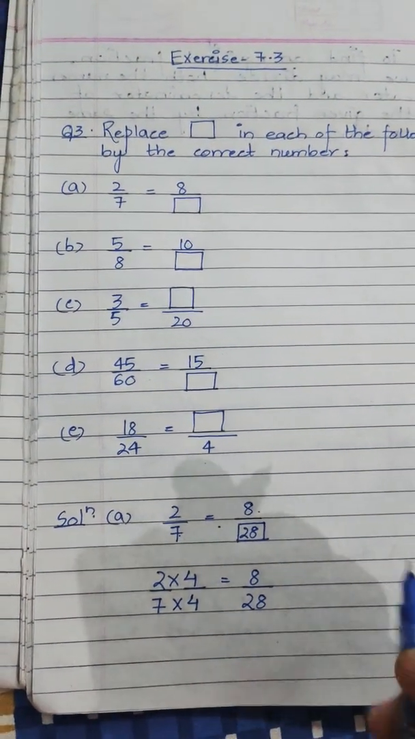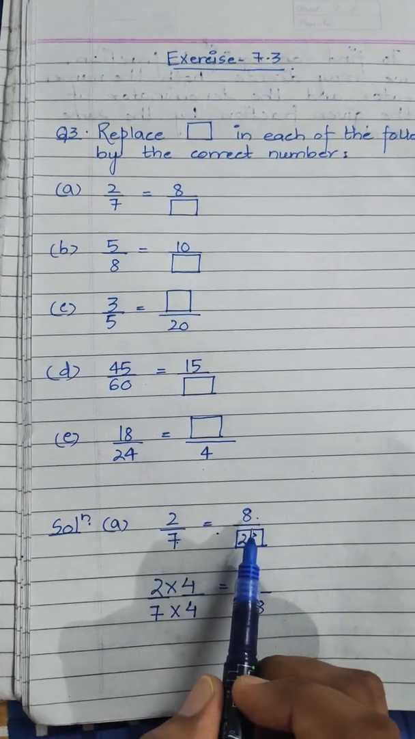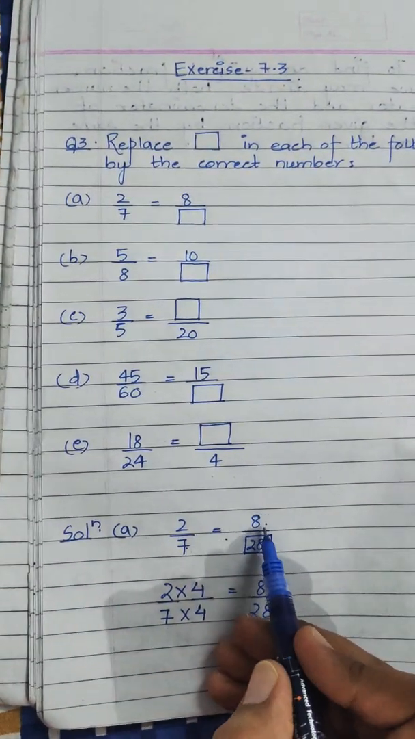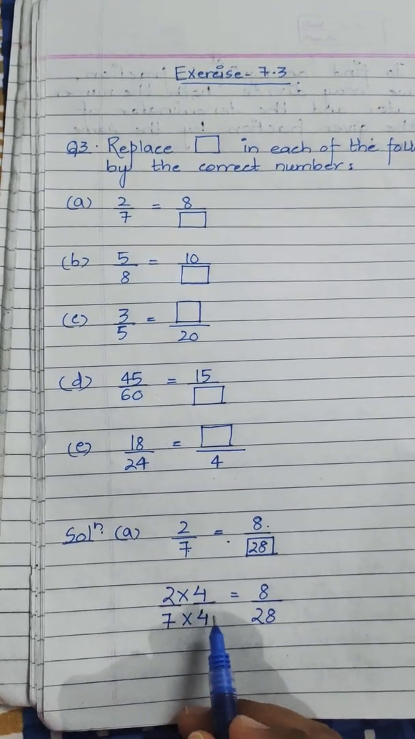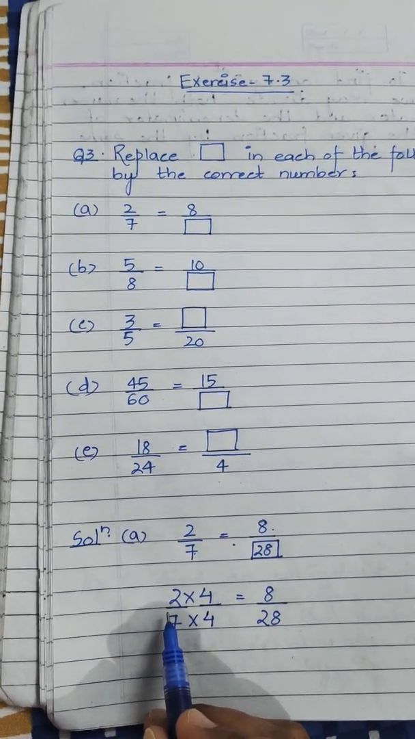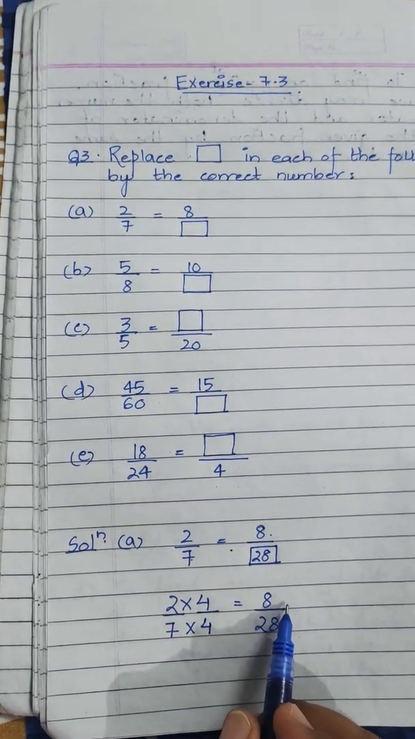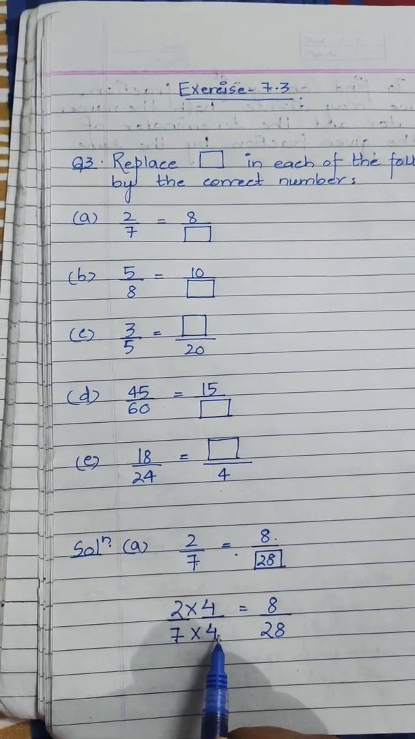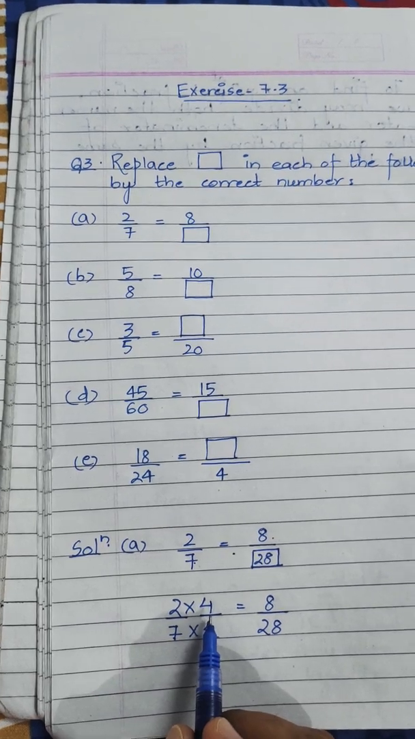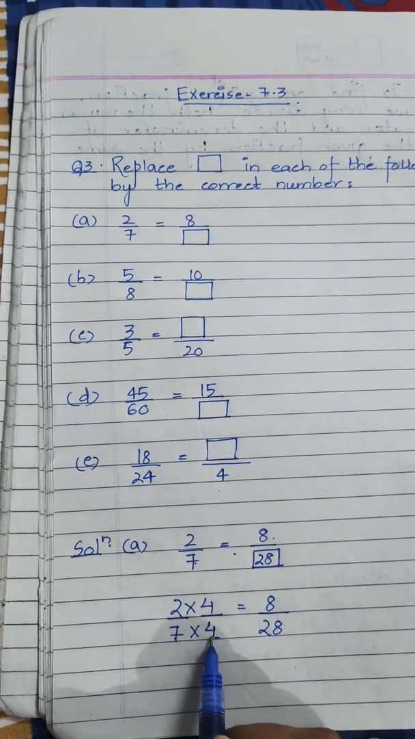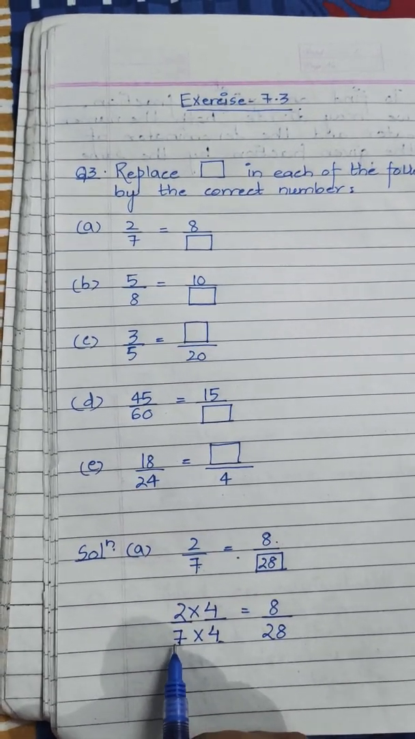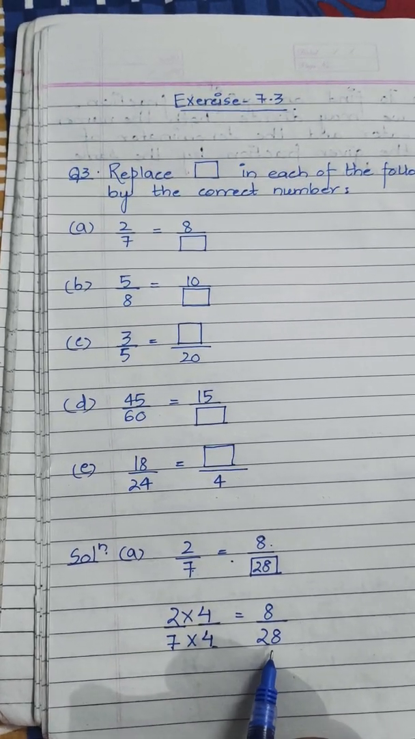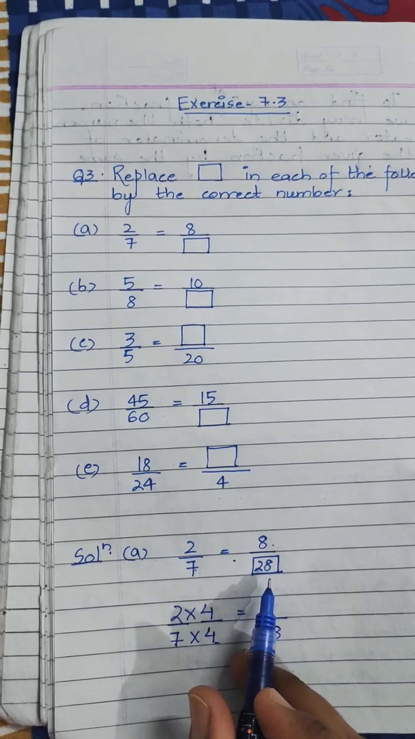Remember what I have done. First of all, I checked the numerators. The numerators were 2 and 8. Then I checked whether 8 will come in the table of 2. Yes, it comes 4 times. It means when we multiply 2 with 4, we get 8. Similarly, I have multiplied the denominator with 4. When you multiply any number with the numerator, the same number will be multiplied with the denominator. So I have multiplied 7 with 4 and got the denominator as 28, as I have written over there.